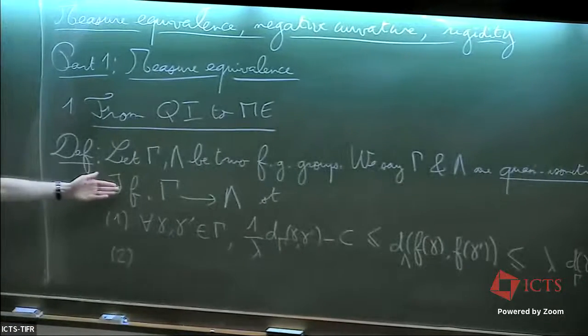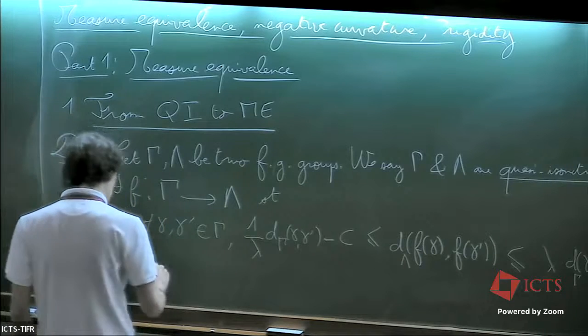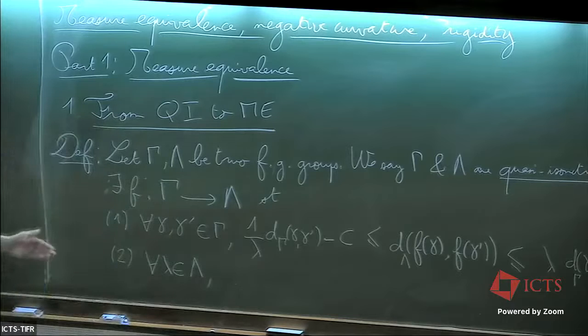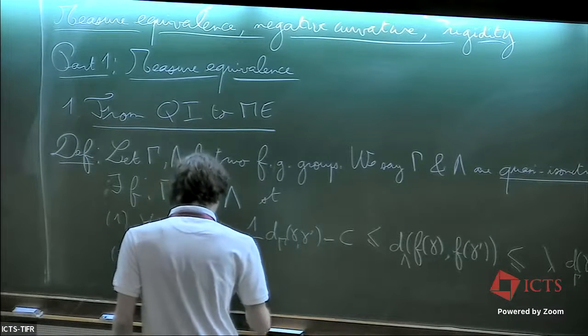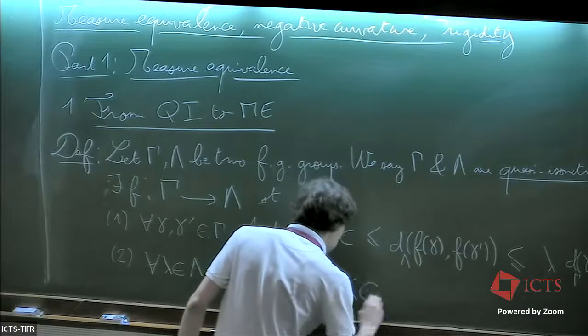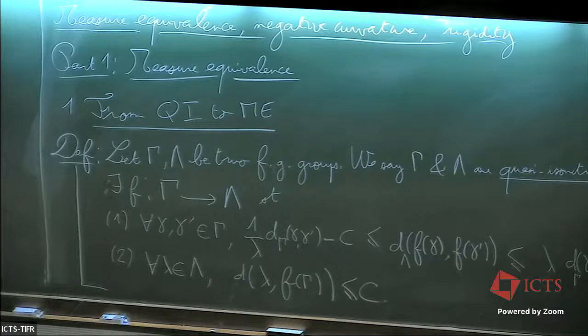Then you also require some sort of almost surjectivity of the map F. You want the map F to have a quasi-dense image, in the sense that if you take any element in the target group, it will be at distance at most C from the image of F. So the distance from lambda to F of Gamma is at most C. This is probably the definition of quasi-isometry that you are most familiar with.